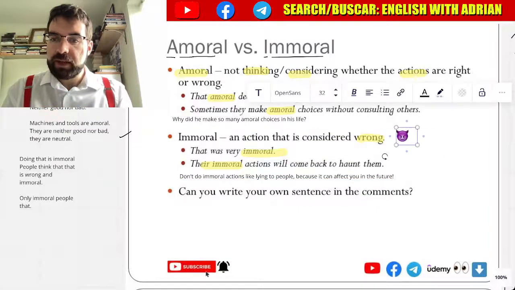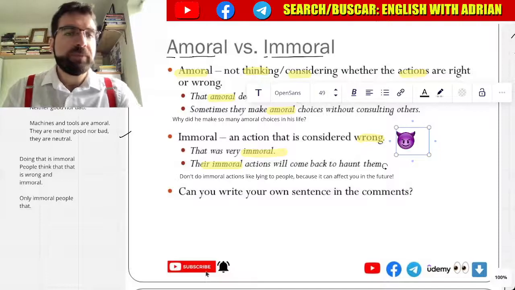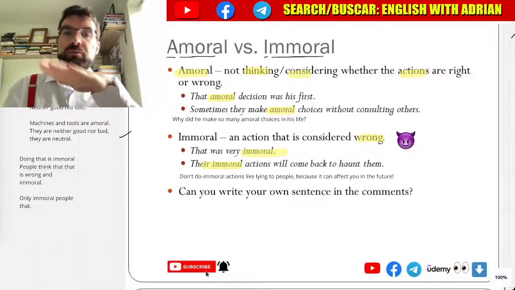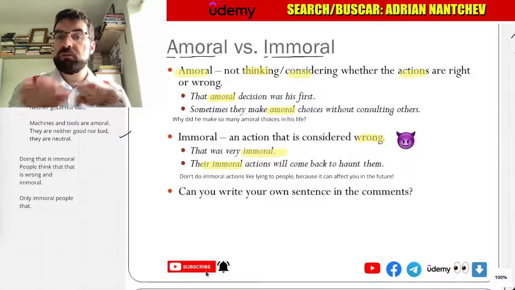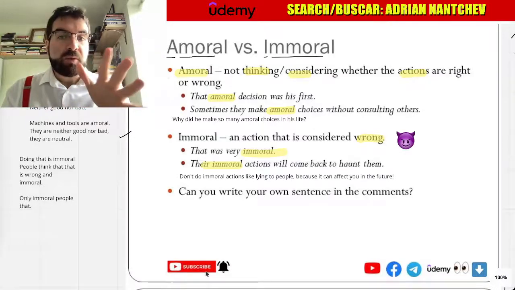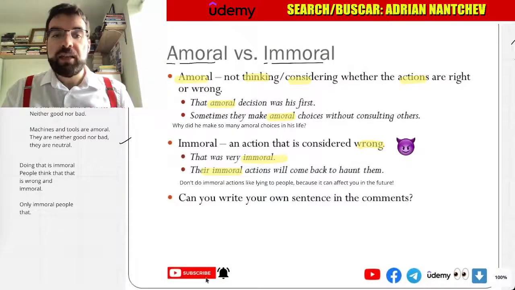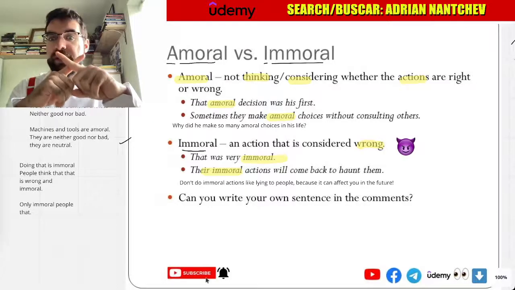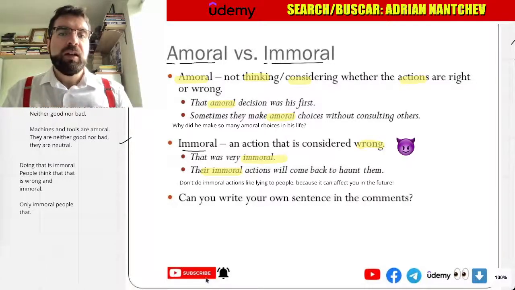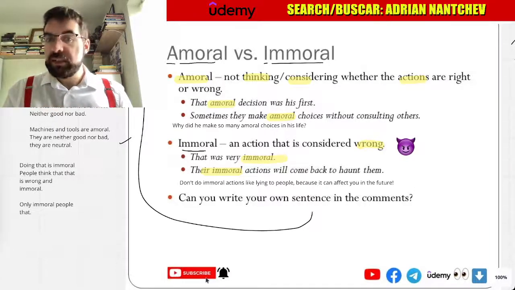How cool is that? So amoral, neither here nor there, just actions that are wrong, and it's okay, or neutral. And immoral.